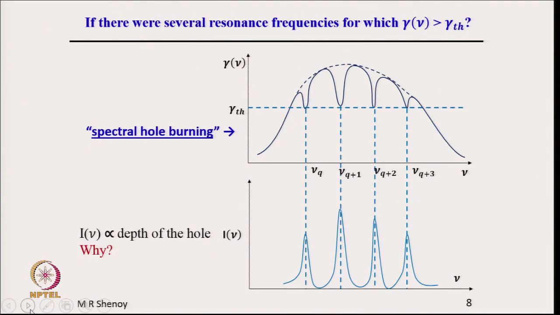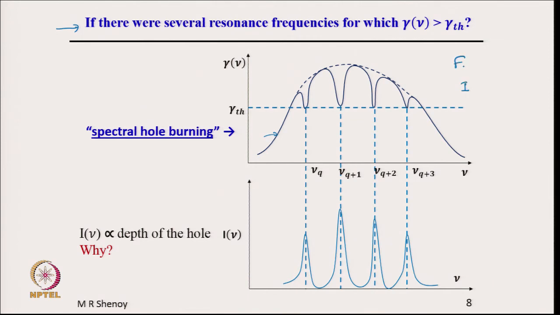All right, let us go further. If there were more than one resonance frequency, that is, several resonance frequencies for which gamma of nu is greater than gamma threshold. Initially, we see the gain profile. If the resonator were not there, the gain profile would have been this dotted line here, continuation. But because of the resonator there is a feedback and I nu building up.